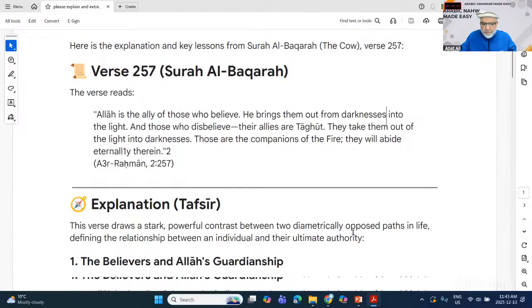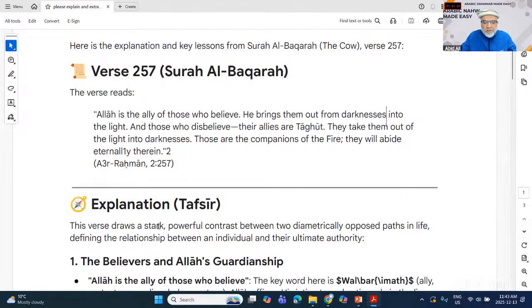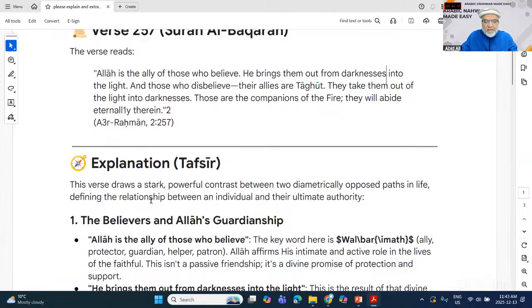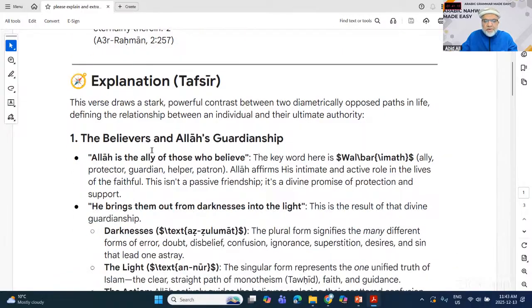Everybody got that idea. So this verse draws a stark, powerful contrast between two diametrically opposed paths in life, defining the relationship between an individual and their ultimate authority. The believers and Allah's guardianship. Allah subhanahu wa ta'ala is the ally of those who believe. The key word here is this wali. Remember the word wali? Now you may think wali as a friend, but wali has so many meanings. An ally, a protector, a guardian, a helper, a patron.